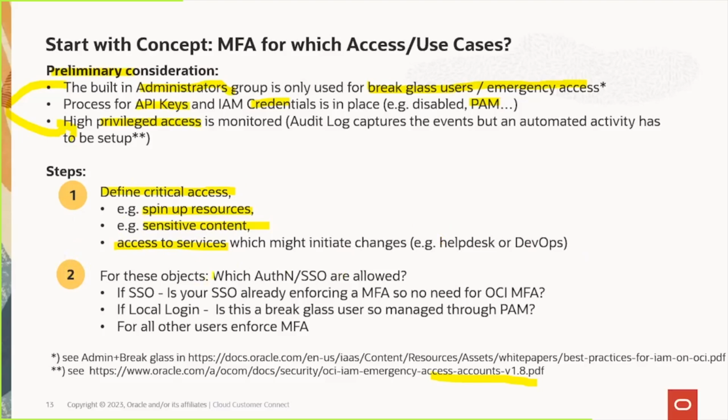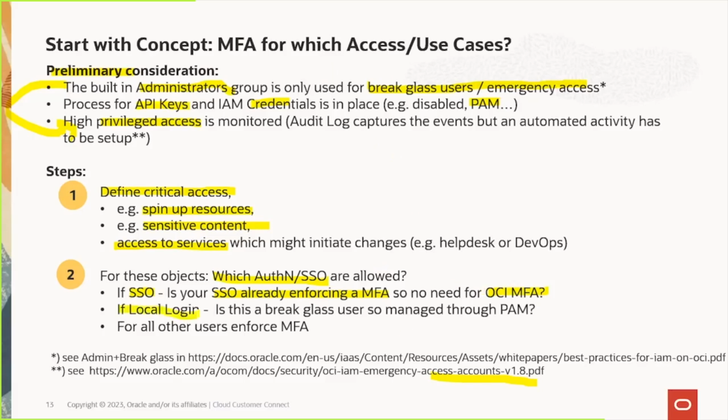So for step 2, I assume these considerations have all been done. Then you can go and check which authentication SSO do I allow at all. If you say SSO is the only accepted login method within my OCI tenant and the SSO is already enforcing MFA, I do not need to switch on the OCI MFA for these cases. If my SSO has no MFA, then I would recommend to enable this, for example, for at least the administrator groups and these things.